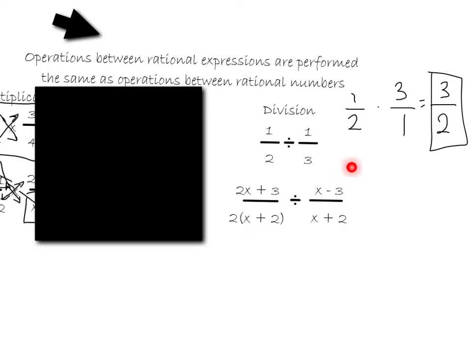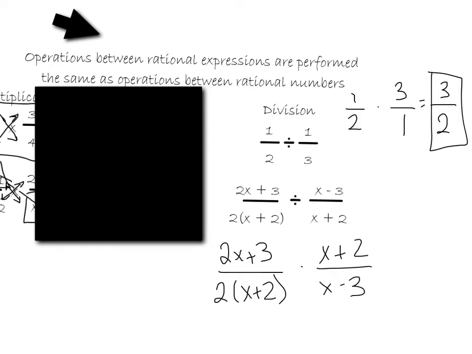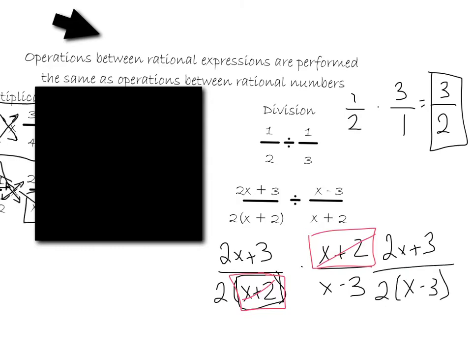So if we take a look at our rational expression, I'm going to rewrite that as the multiplication of the reciprocal, or the flipped version, of the second: the first expression times x plus 2 over x minus 3. So taking a look again crosswise, I notice there is an x plus 2 there and an x plus 2 here, so I'm going to cancel those out, which leaves me with 2x plus 3 on top and 2 times x minus 3 on bottom.